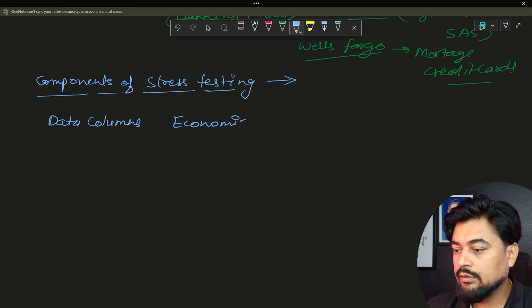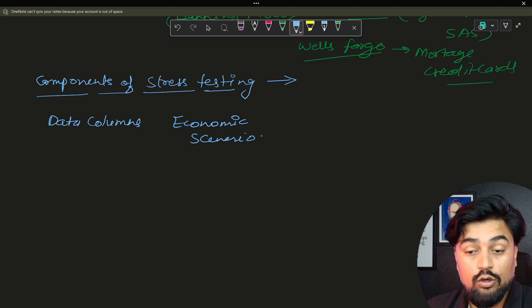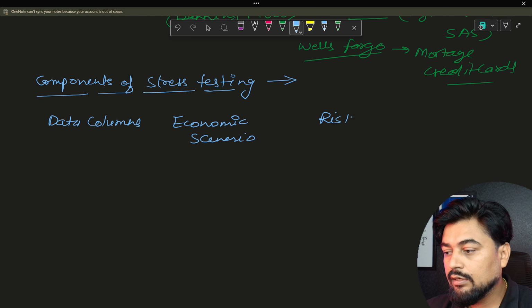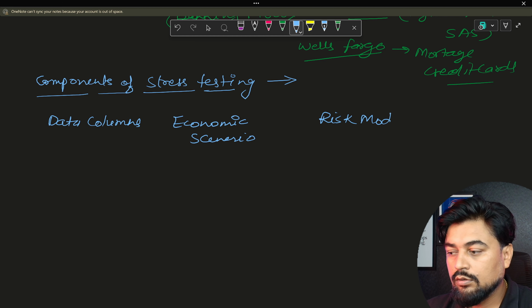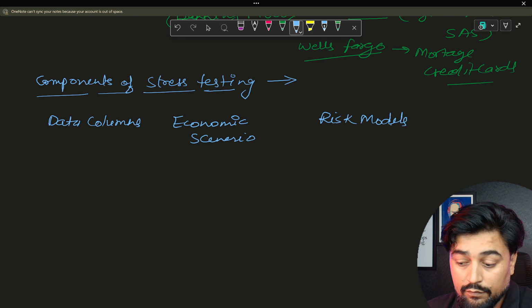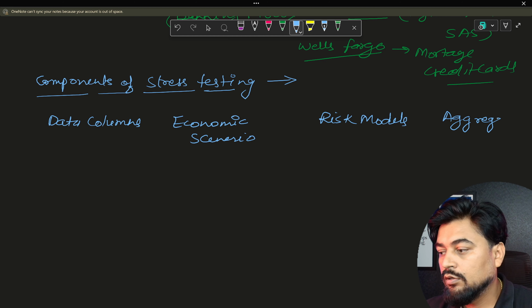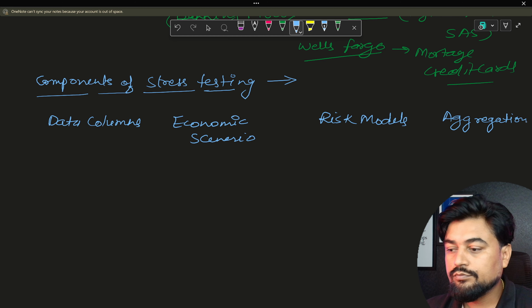economic scenario. So what is the economic scenario at that particular moment? Then what are the risk models which are involved here? Then you have the aggregation. So what are these four?